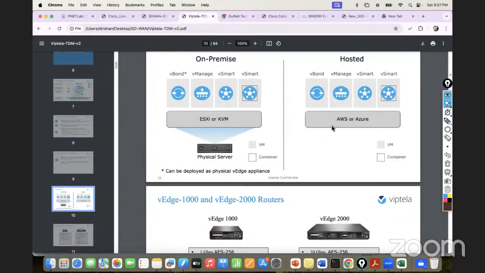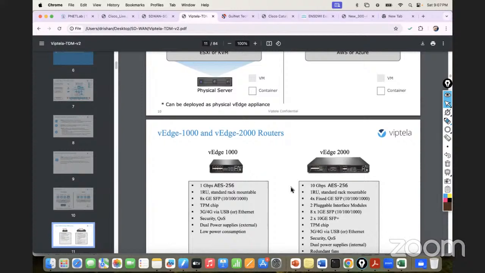Okay. Yeah. So it can be in AWS or Azure. Your routers also, your hardware comes, but it can be virtual as well.